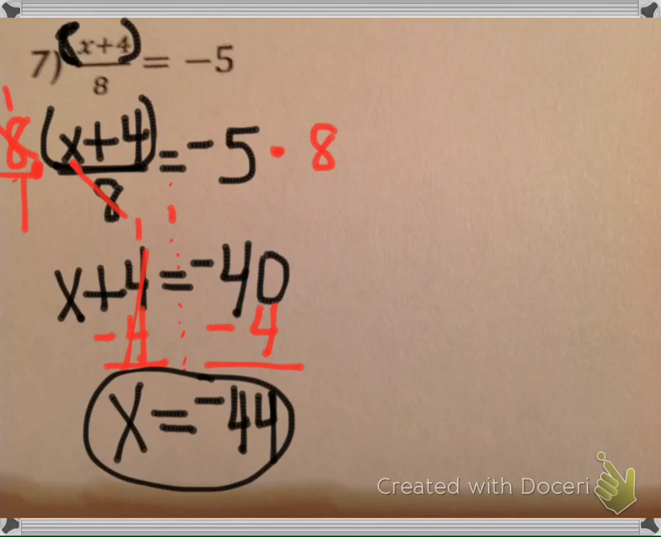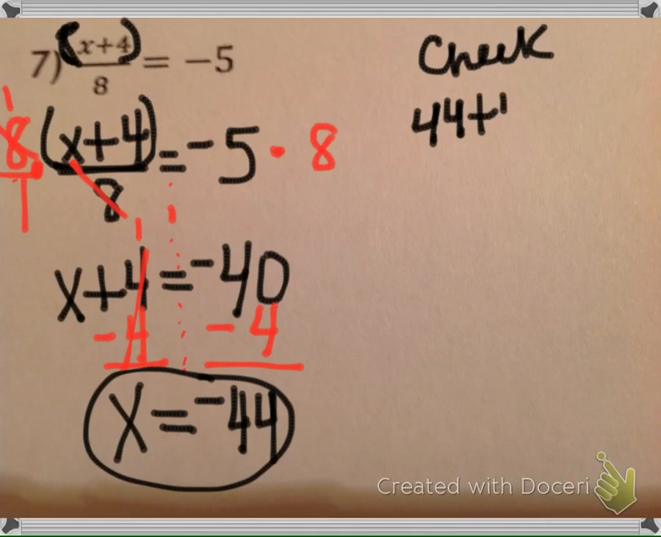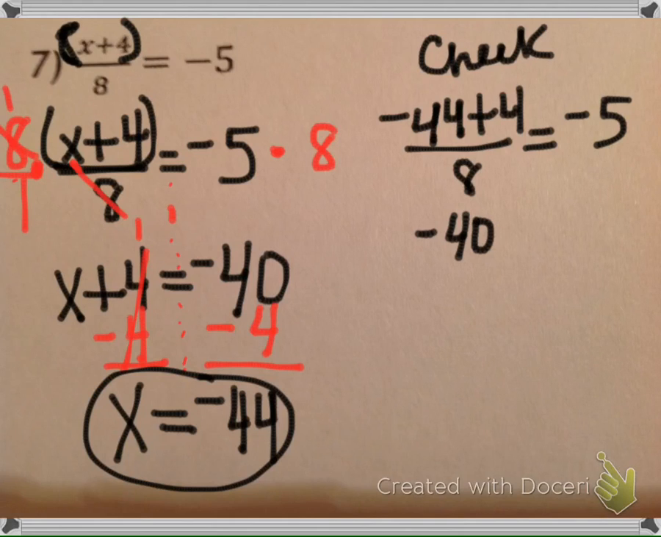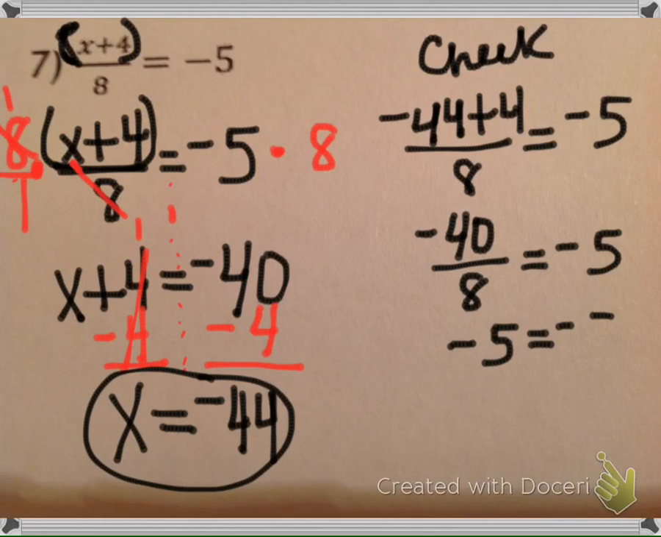Okay, and we're going to check this. We have negative 44 plus 4 divided by 8, and it should equal negative 5. Negative 44 plus 4 is a negative 40, a different sign, so you subtract, divided by 8, and we want it to equal negative 5. Negative 40 divided by 8 is negative 5, and negative 5 does equal negative 5, so we're good. Okay, and we'll go over a lot more of these. The next one is similar if you want to try it on your own first, and then replay the video.